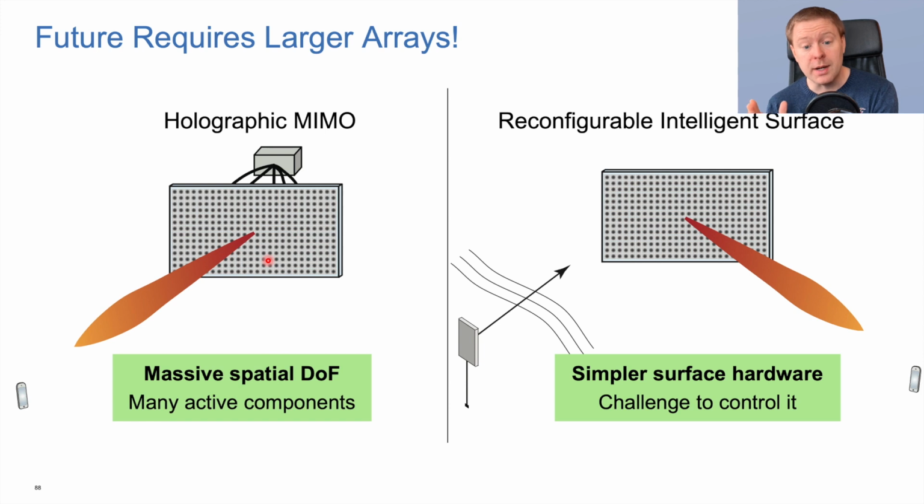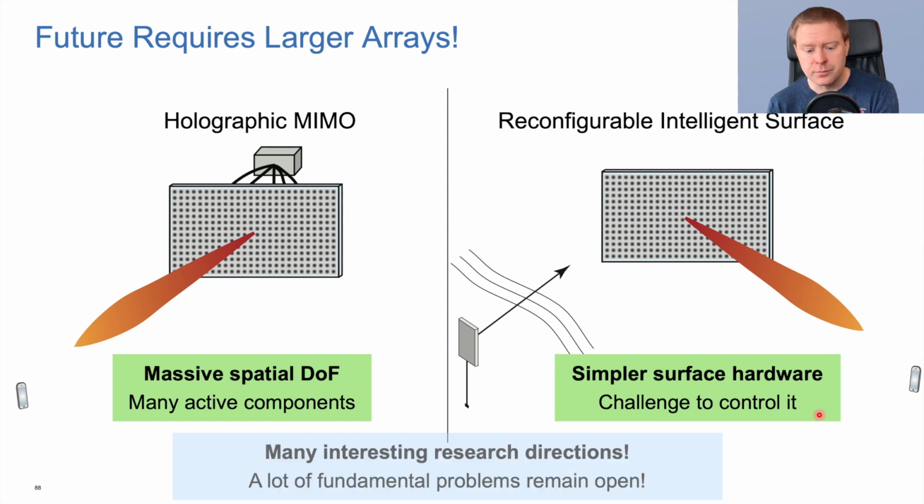So the future requires large arrays, and it could be in the form of holographic MIMO, where we get a massive number of spatial degrees of freedom. We need to have many active components to build it. We can also have reconfigurable intelligent surfaces, which are simpler surfaces, with fewer components. We are only tuning different impedance values, but it can be a challenge to control it and to tell it how to control it in the best way.